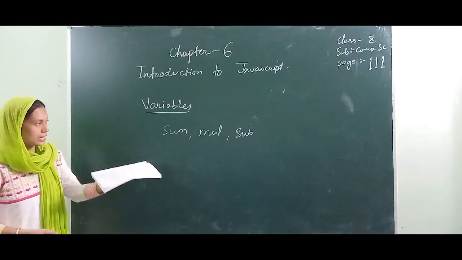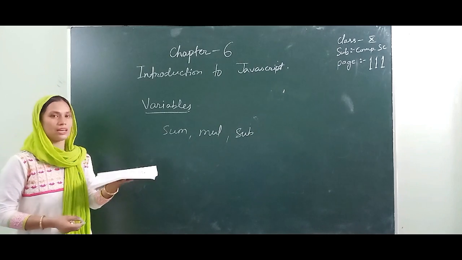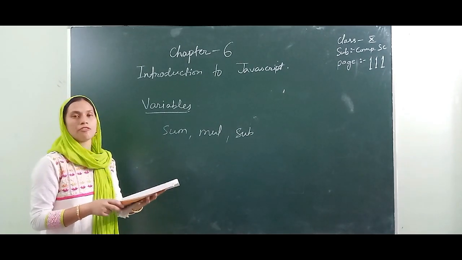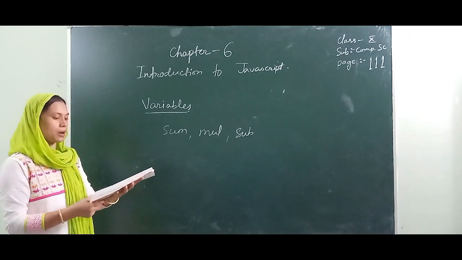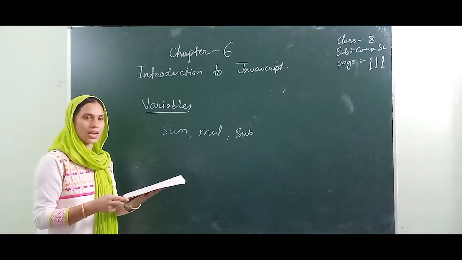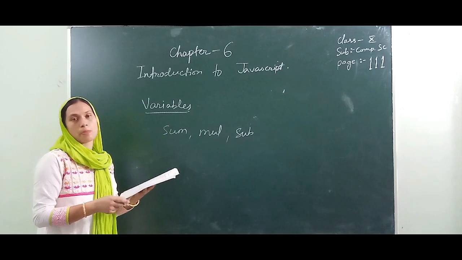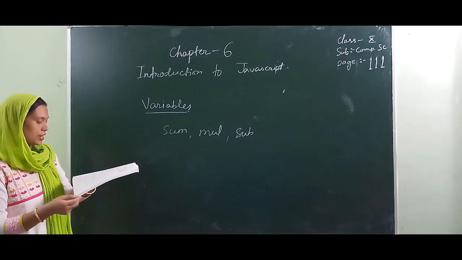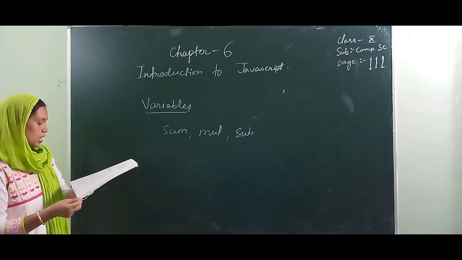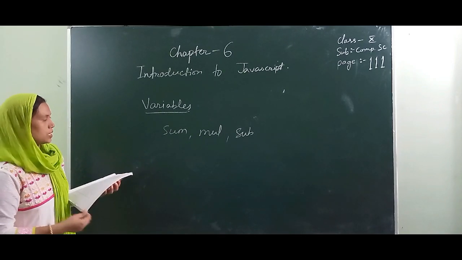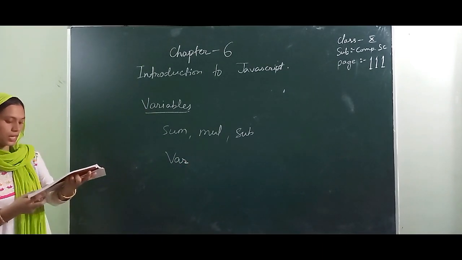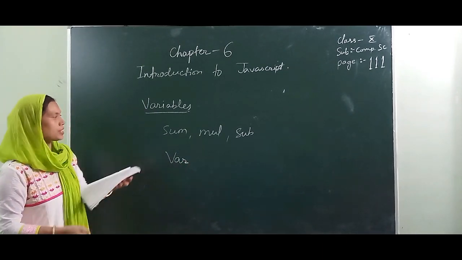So how to declare a variable? We cannot use any variable in the programming as we like. Before using the variable, we need to declare the variable. That means we need to tell the compiler that such type of variable is being used in our program. So to declare the variable, you need a word, that is var. Var is a keyword which is used for the variable.